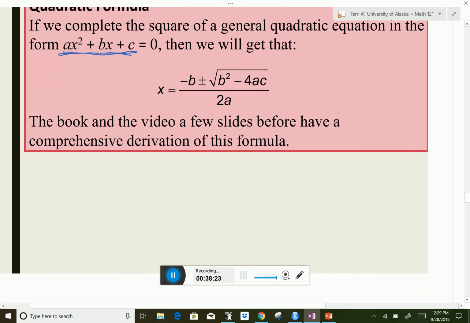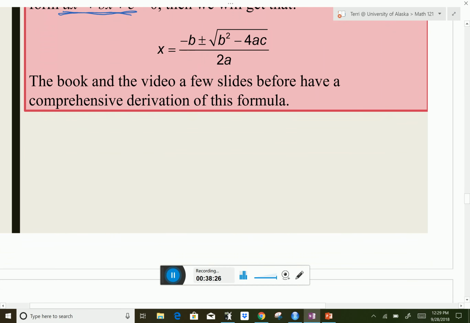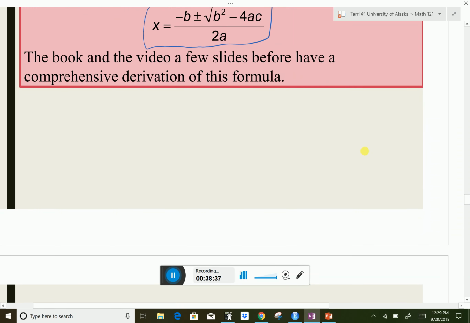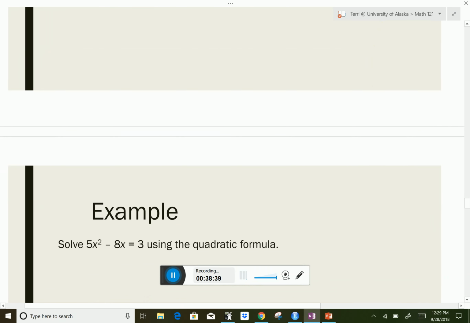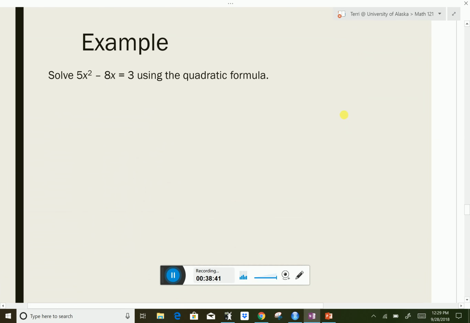So what we end up with is that x can be written as, and you might have had a song or something about this, negative b plus or minus the square root of b squared minus 4ac all over 2a, right? So let's use this and solve an equation.